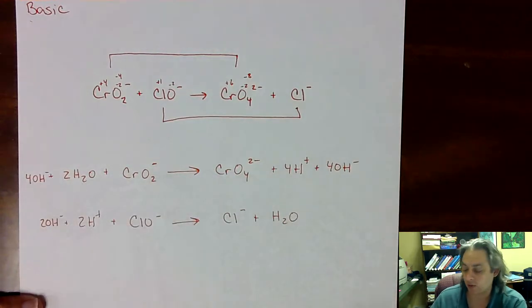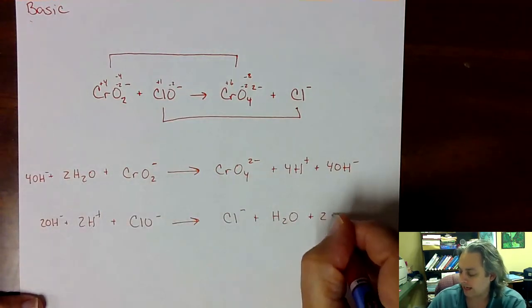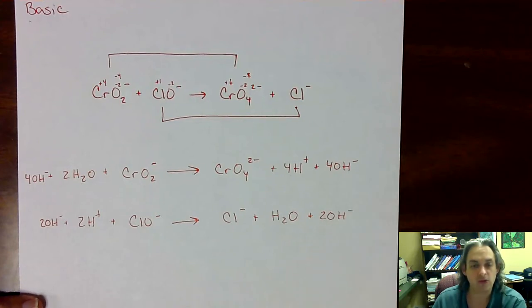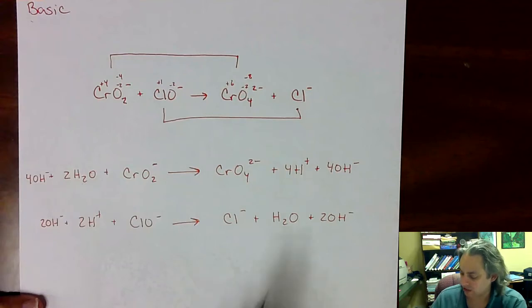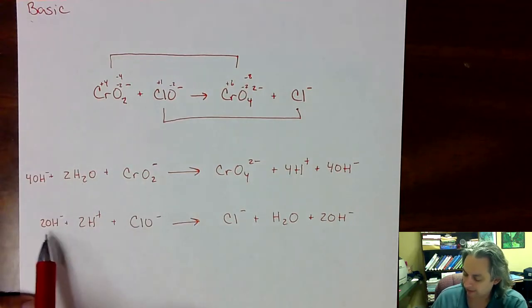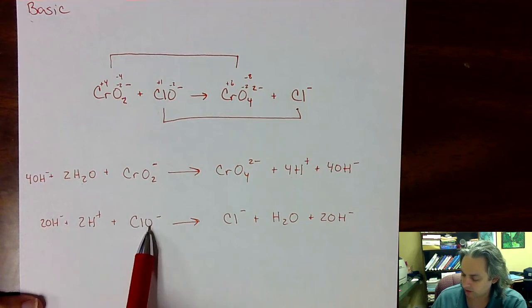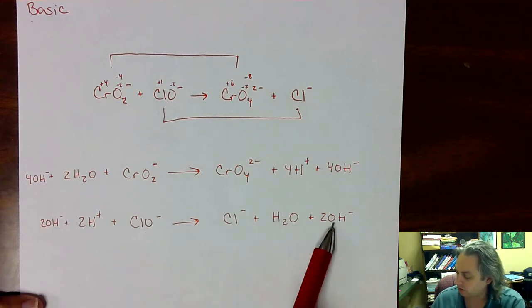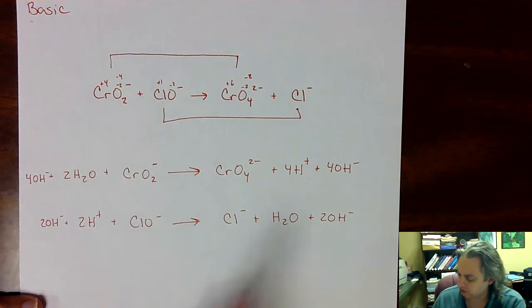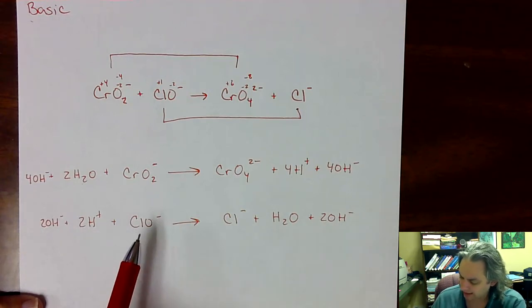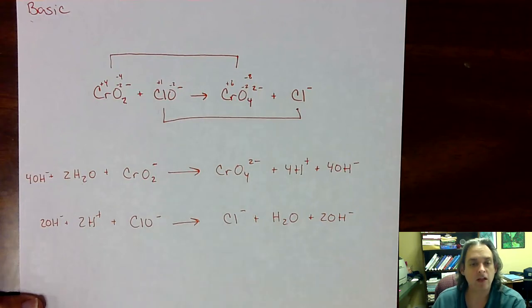Since we added two OHs over here, we need to add two OHs over here to make sure that we haven't added any extra oxygens or hydrogens. Now everything should be balanced, so let's just double check this one real quick. 2 oxygens, 1, so that's 3 oxygens. 1, 2 is 3. 2 and 2 is 4 hydrogens. And we have 1 chlorine and 1 chlorine. So now everything is mass balanced.